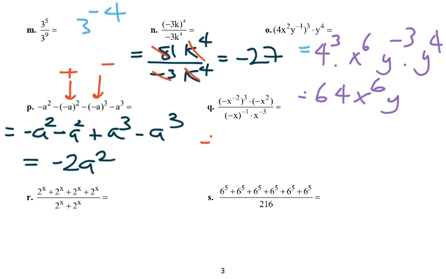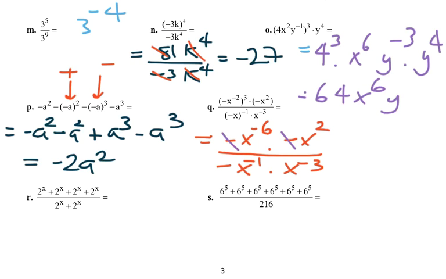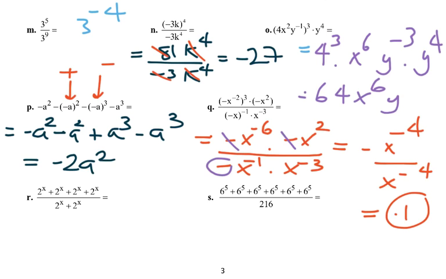In Q then, we end up with negative x to the negative 6 times by negative x squared, negative x to the minus 1 times by x to the minus 3. So these two cancel out to make a positive, but we're left with one negative. So negative x to the minus 6, so x to the minus 4 when we add the 2, x to the minus 4 on the bottom, which is going to give us 1, negative 1.